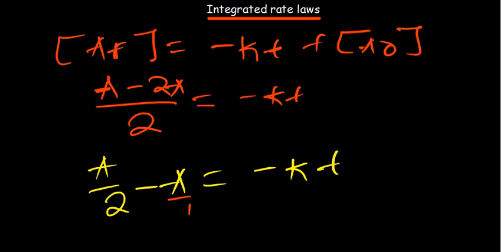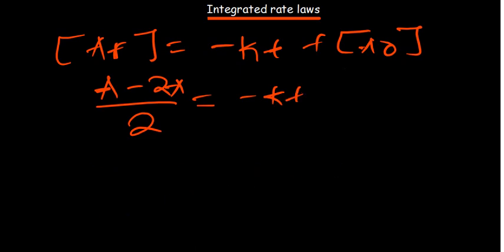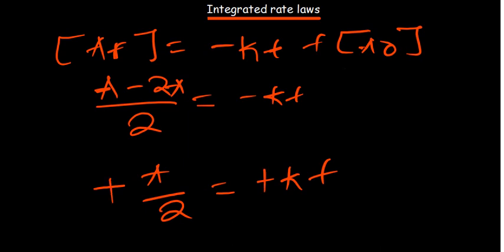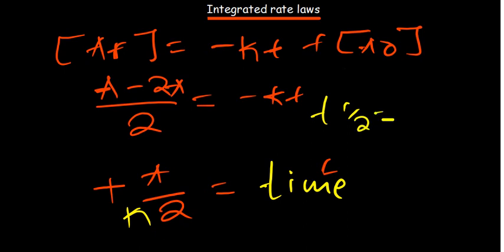What are you able to see? You have negative A over 2 is equal to minus kt, which will still give us a positive, and then we'll divide by k because we're interested in making time the subject. So our half-life is therefore giving us the concentration of A over 2k. That is our formula for the half-life for a zero-order reaction.